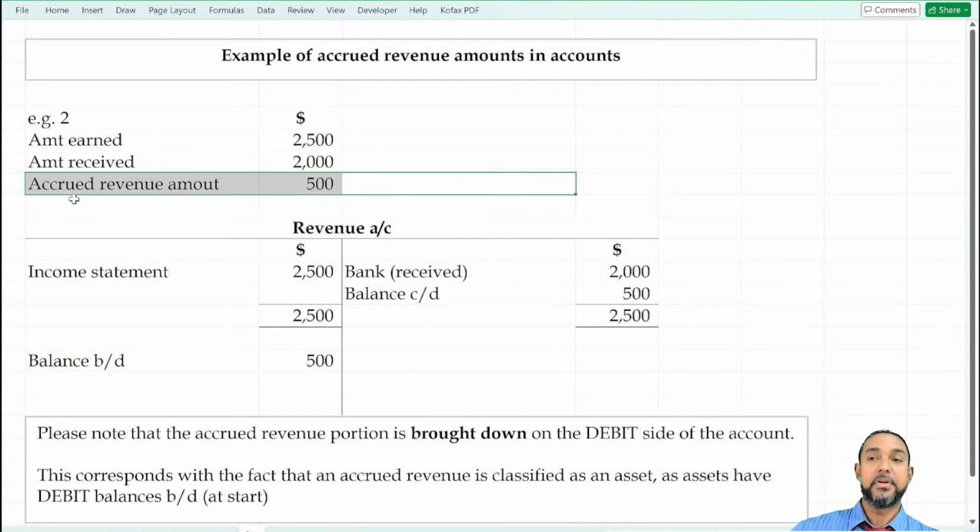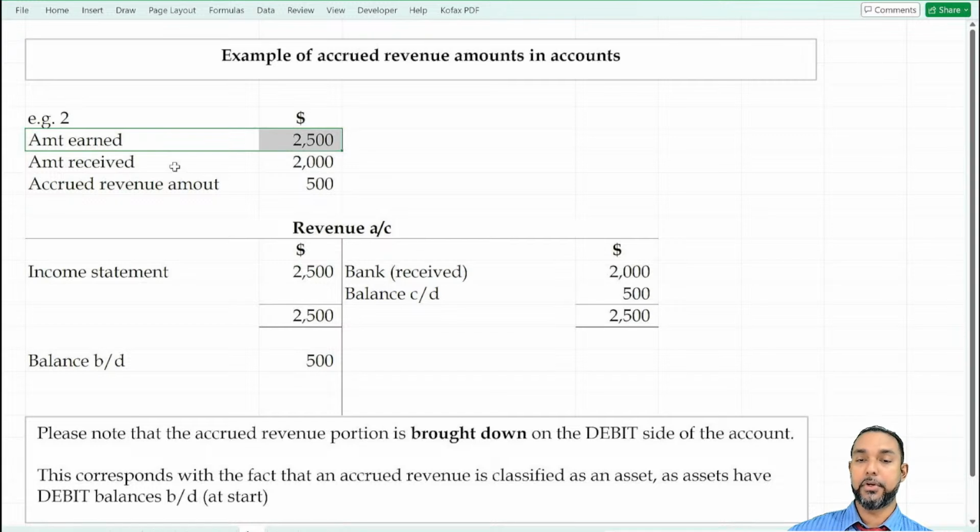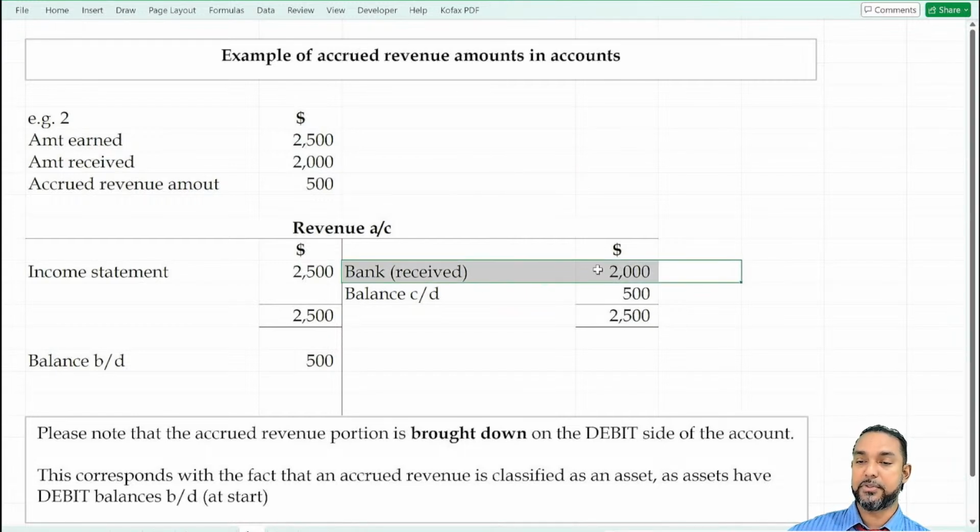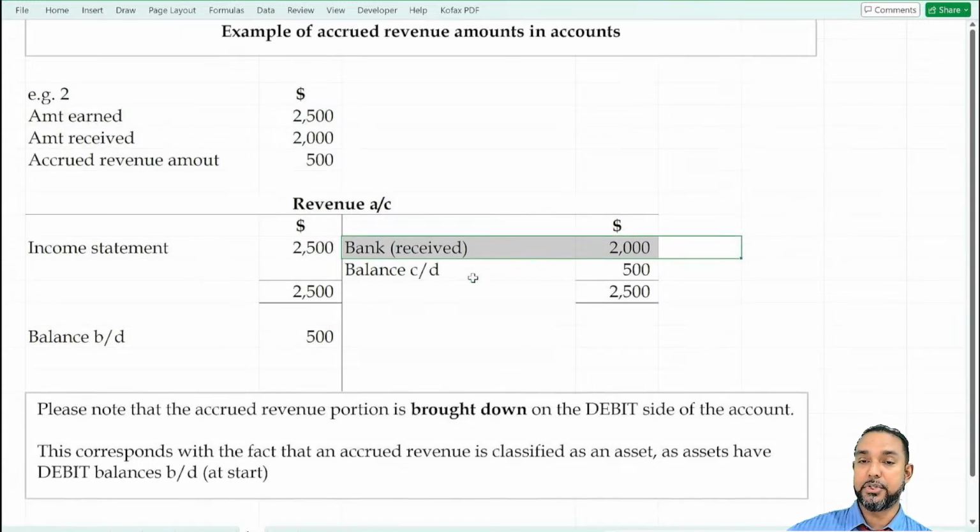That 500 would be an accrued expense, all right? Anyhow, we're talking about revenues today. So you earn 2,500, you only receive 2,000, so therefore they're still owing you $500. So down here, the amount actually received is 2,000. That goes on the credit side there, and of course the debit side is the bank. But I didn't show the bank account.